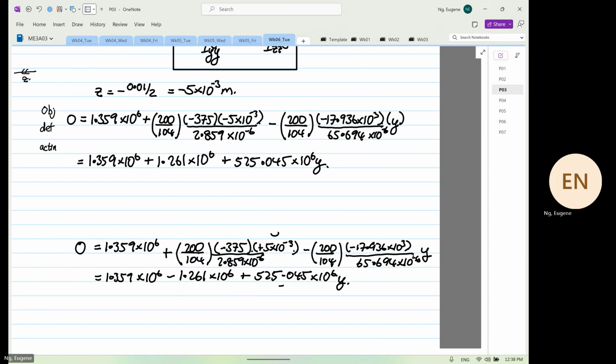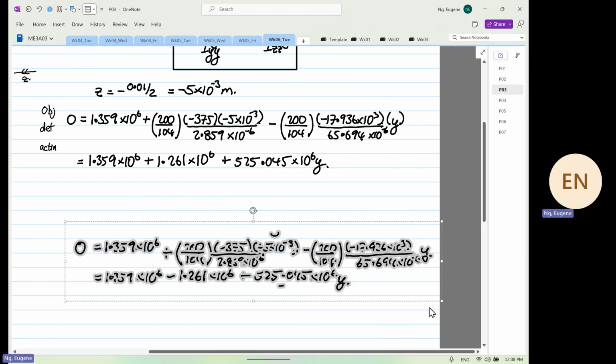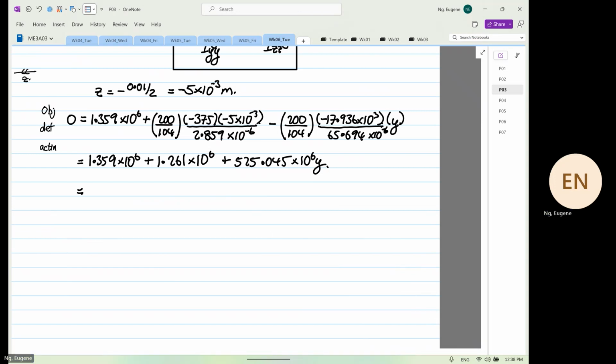Okay. So from here, our answer will be slightly different. So this will be equal to 1.359 plus 1.261 is 2.62 times 10 to the power 6. And then plus 525.045 times 10 to the power 6y.